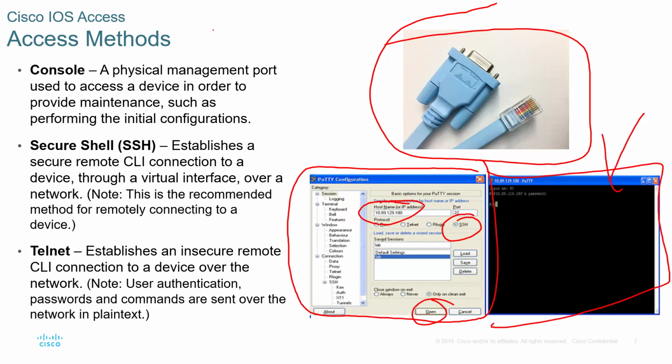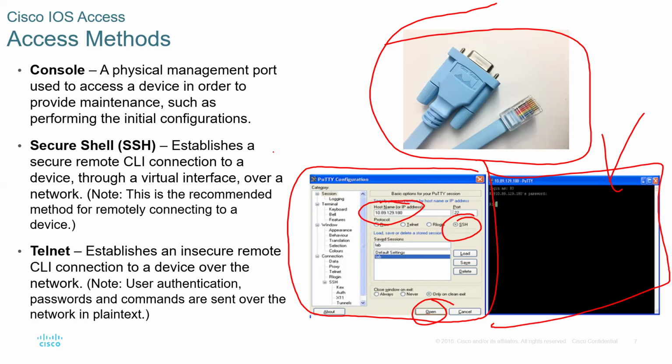But before you are able to connect using SSH, you must have done initial configuration. Initial configuration is like the first configuration you will do when you have the device: setting up the name, setting up passwords, setting up IP addresses, and some basic configurations. Those are the initial configurations that you do.